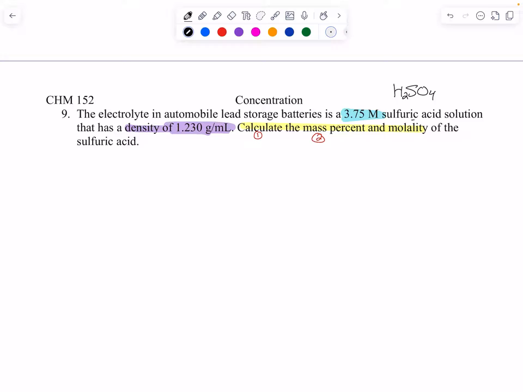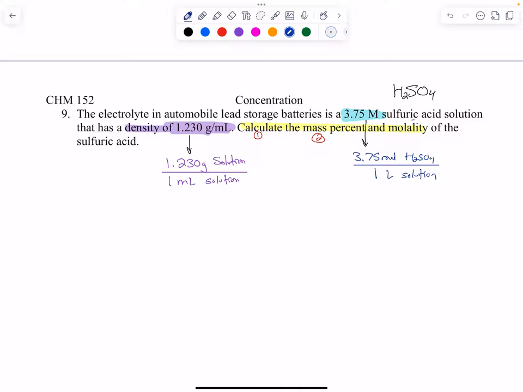Now, one of the things I like to write out is this and this. We have 1.230 grams of solution per 1 milliliter of solution. And this is 3.75 moles of H2SO4 per 1 liter of solution. All right, those are my ratios.